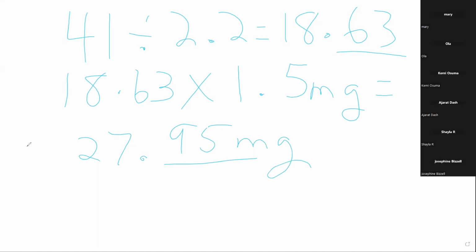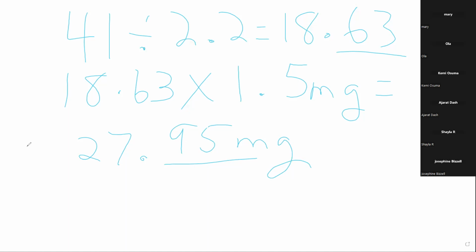So if I just wanted you to tell me how much you're going to give the child, this is what you would calculate as per the weight. We're going to calculate the mLs because we're going to go ahead and calculate that desired dose. This is just another simple step that you should know.